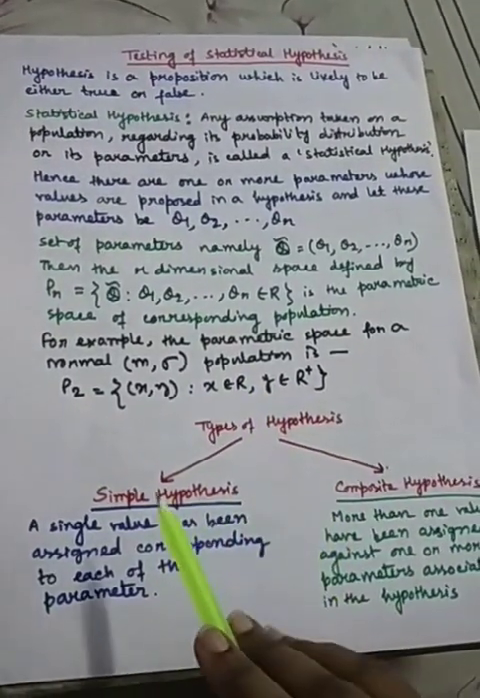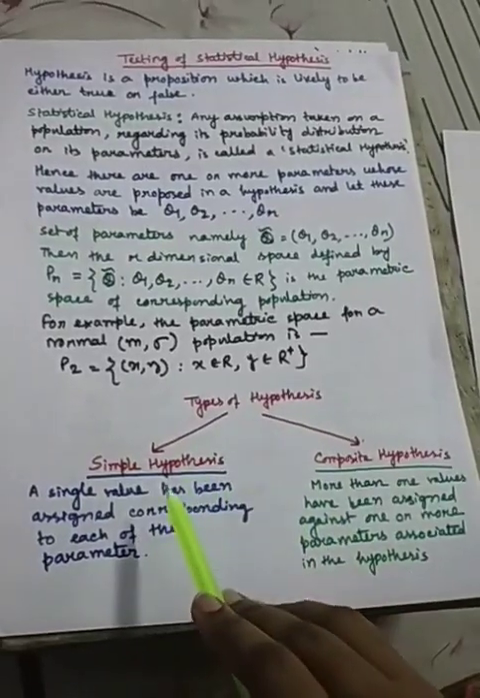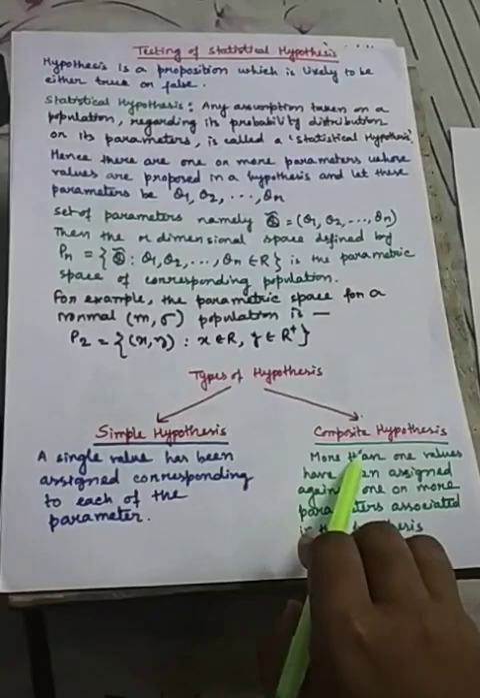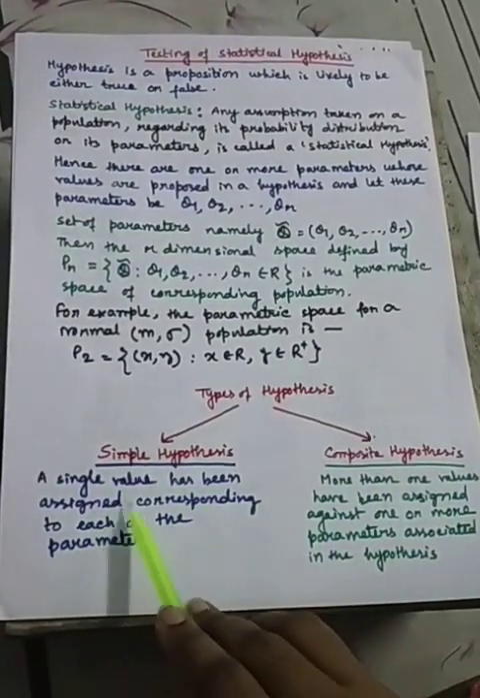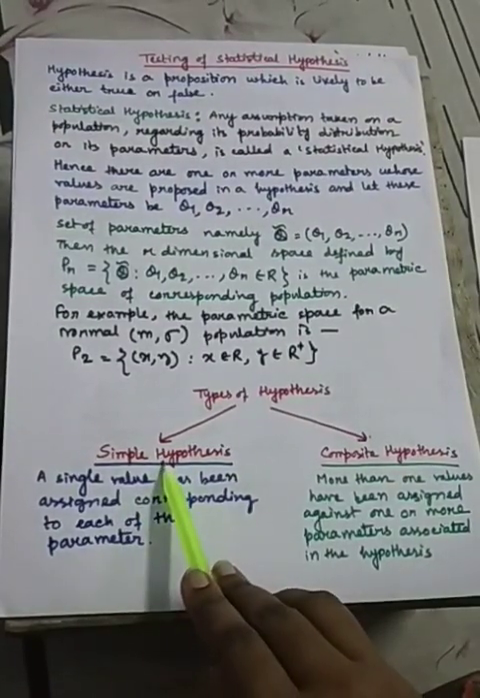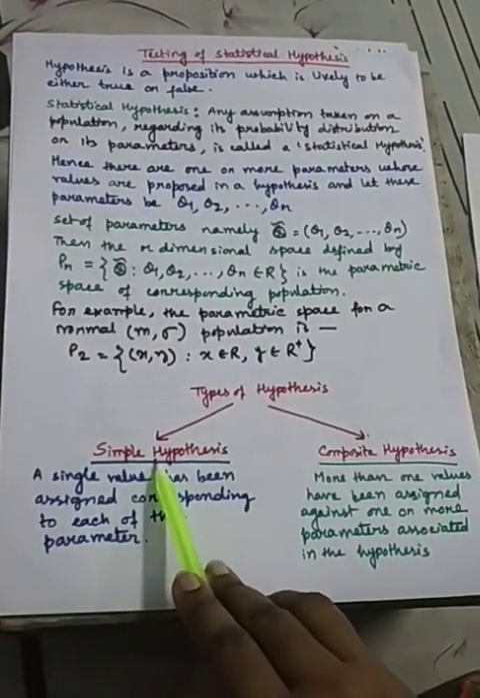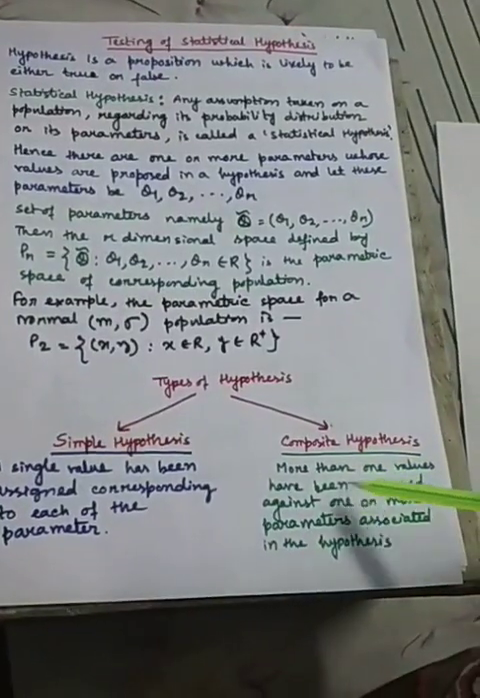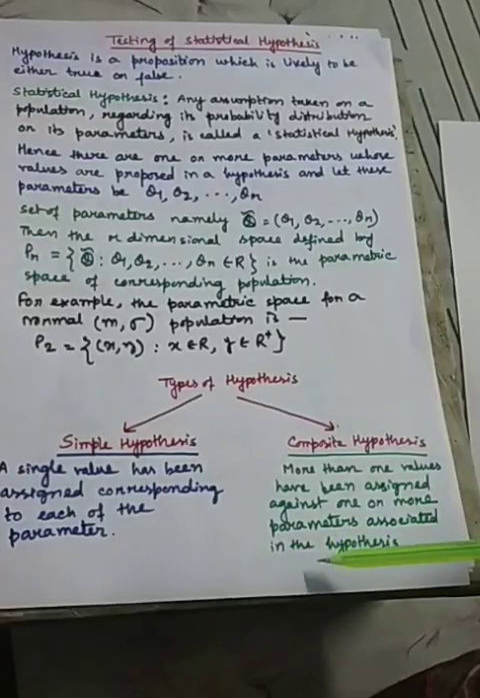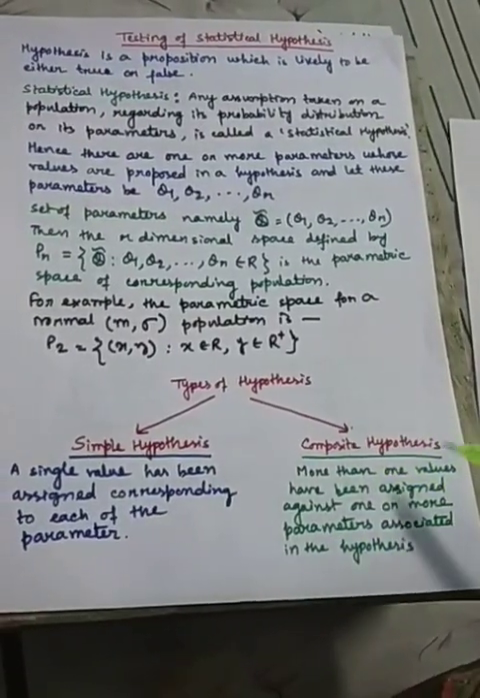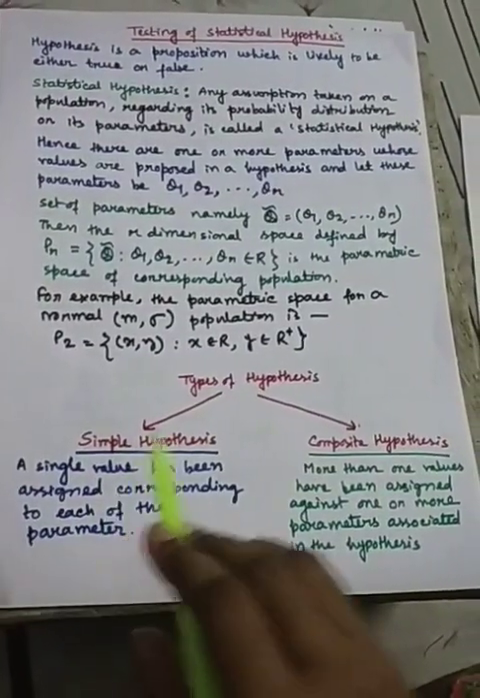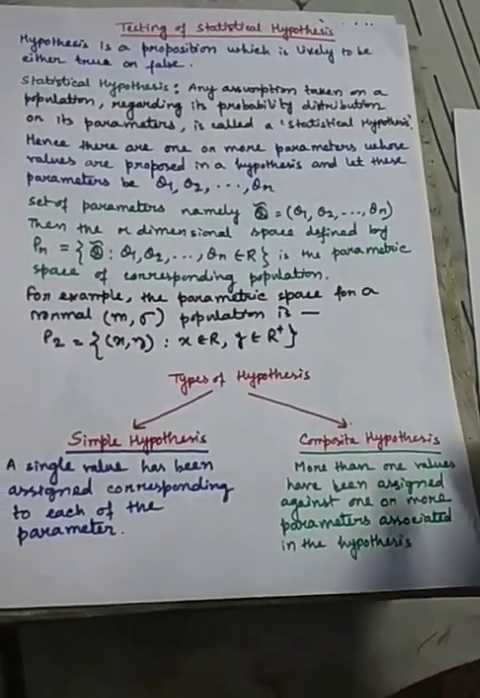Now there are basically two types of hypothesis. One is simple hypothesis, second one is composite hypothesis. If a single value has been assigned corresponding to each of the parameters, then we can say that the hypothesis is simple. But if more than one value has been assigned against one or more parameters, then the associated hypothesis is called composite hypothesis. So simple hypothesis means only one value, composite hypothesis means more than one value.